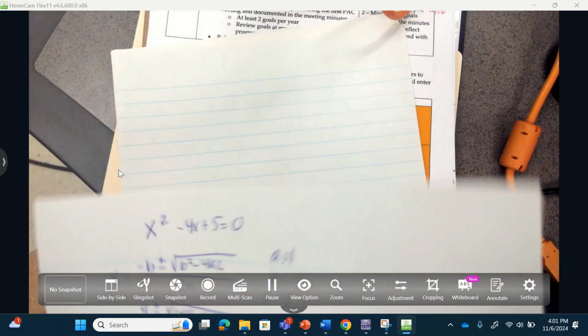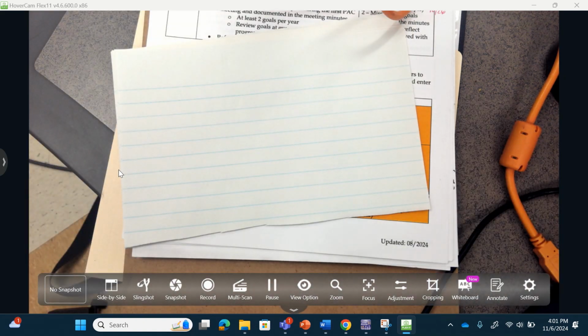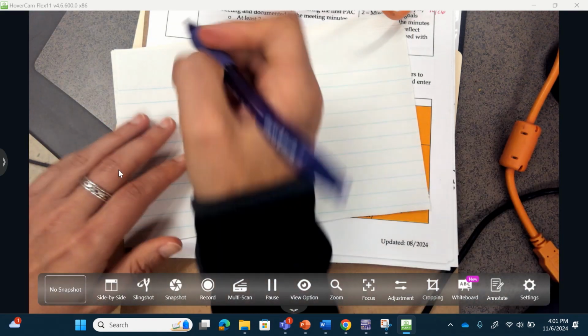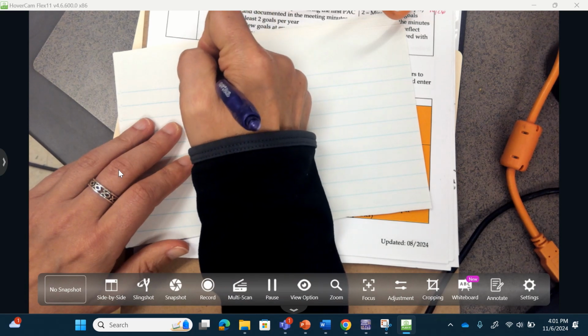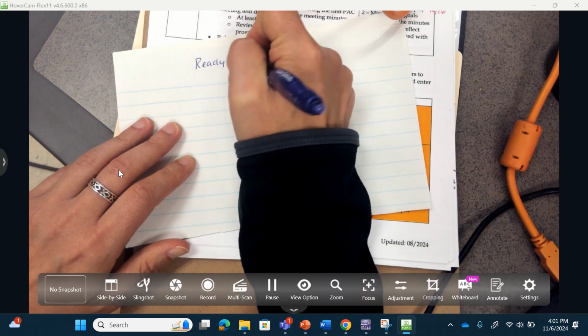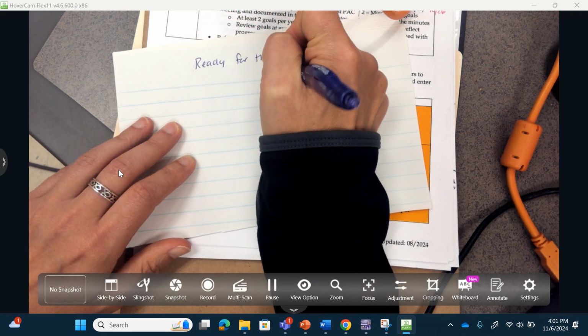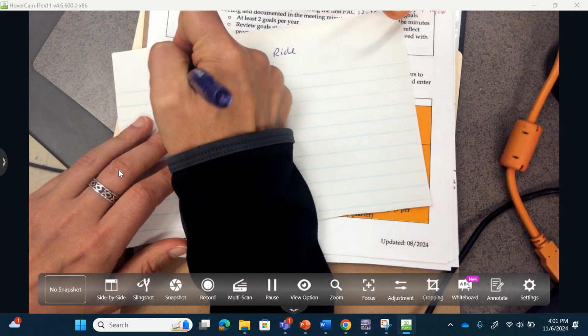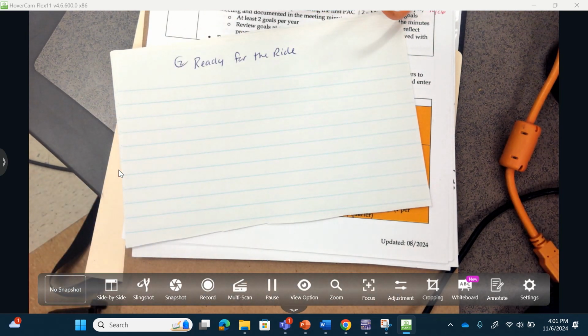Ready for the ride? Here is your next extra credit point. You're going to write down on your page, ready for the ride. Okay? So you're just going to write that down. Here we go. And so first point, we covered completing the square. Second point, ready for the ride.